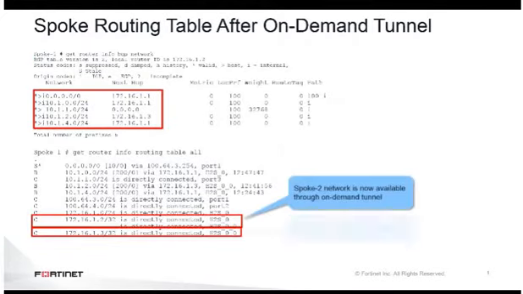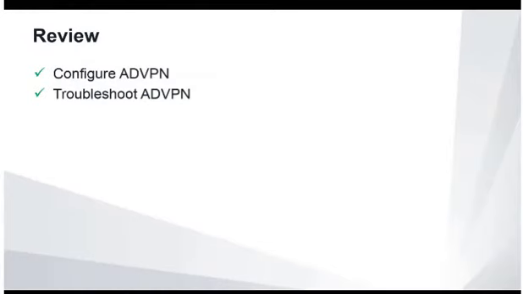This slide shows the routing table after the on-demand tunnel is up. You can confirm that the network of Spoke 2 is directly accessible using the on-demand tunnel H2S_0_0. This slide shows the objectives that you covered in this lesson.